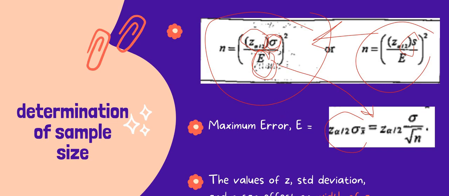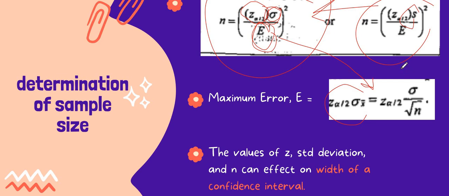Okay, alright class, so the next one is, the value of Z, the value of standard deviation sigma, and also N can affect the width of the confidence interval. So this is important for you, you need to know this one, because if I'm not mistaken, it is a common question that will be asked. They will ask like this, among these three, which one would be the most variable to increase the width, for example. So you need to know these things.